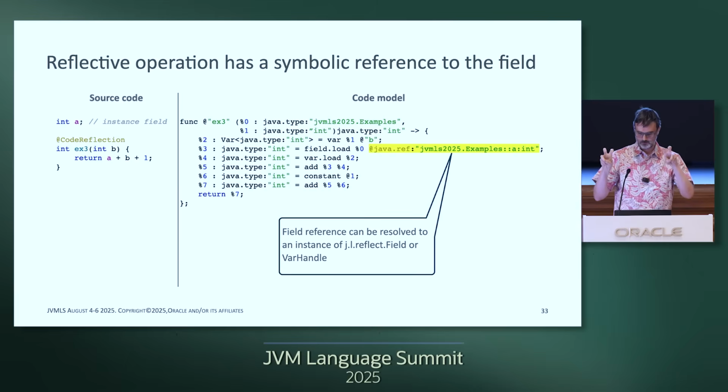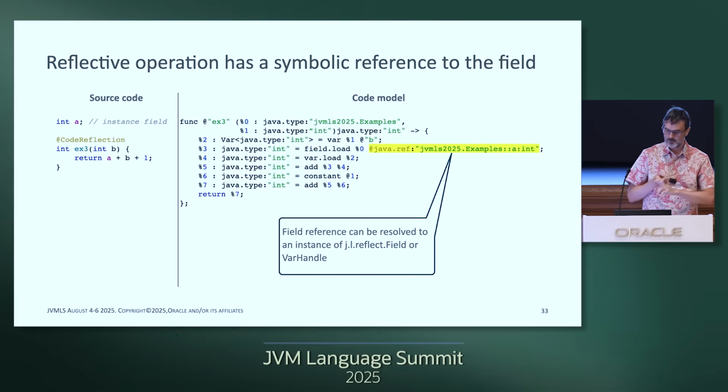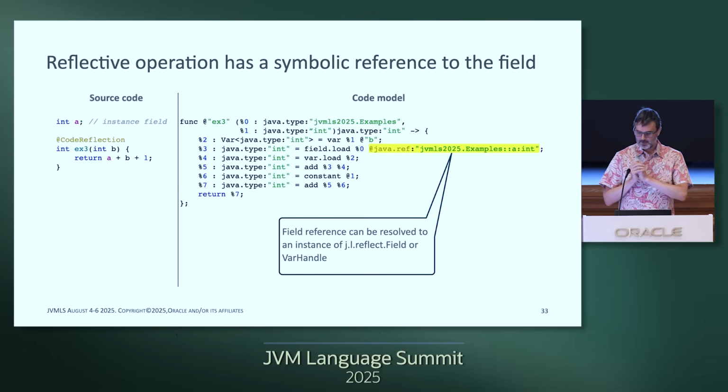We see it's represented as a string here. In the model, it would be an instance of something called a field ref, which says I'm referring to a field. And that field reference can be resolved to a java.lang.reflect.Field. It can be resolved to a VarHandle and so forth. So that's the symbolic information we have there. And that's really quite powerful because we have these reflective operations with these symbolic references, and then we can really easily write programs that use normal Java reflection to execute.